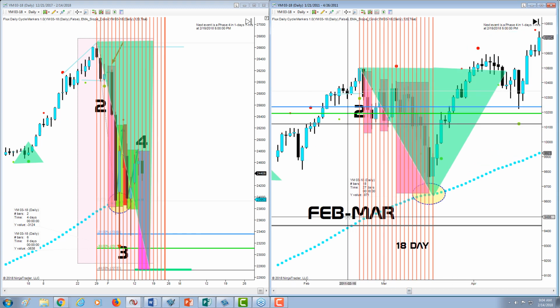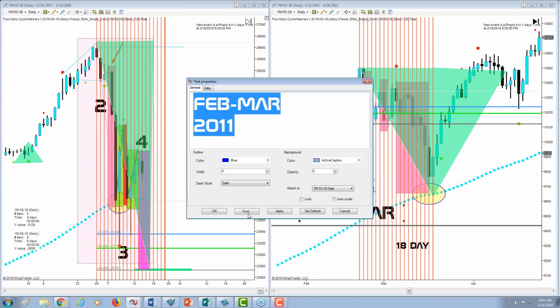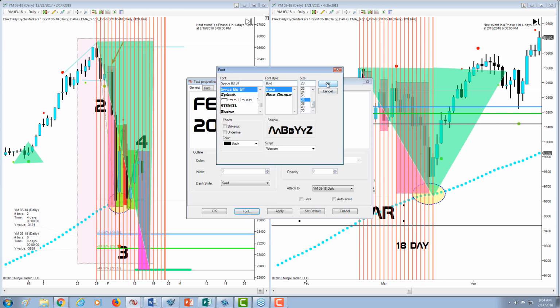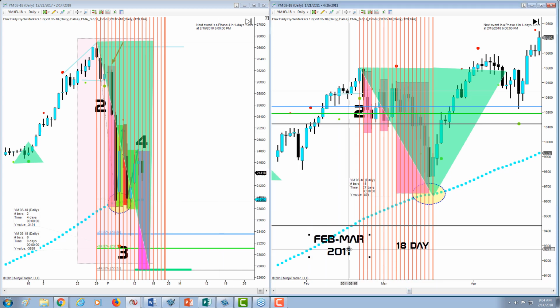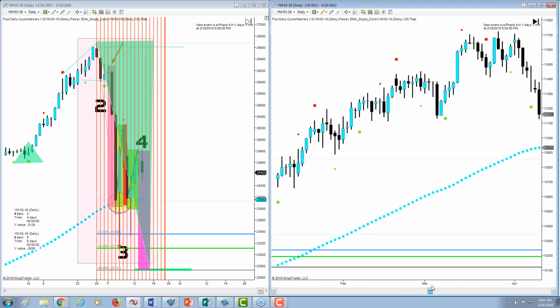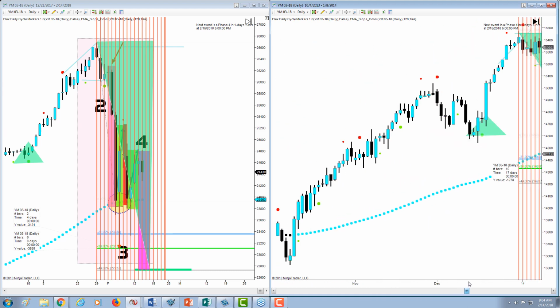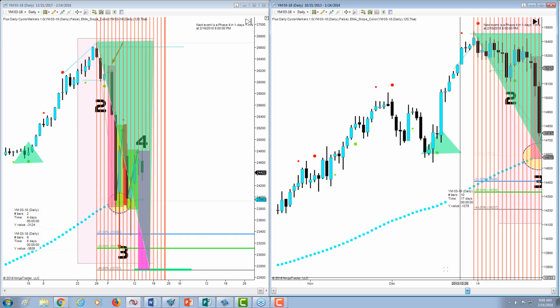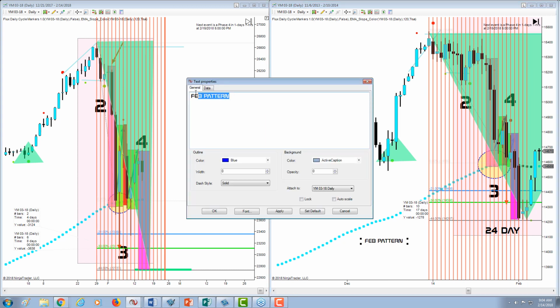This is 2011. Just trying to build some cohesiveness to this prediction. So this is February, March 2011. So the next one should be 3 to 4 years, should be 2014, 2015. Here we are, 2014. February, March 2014.